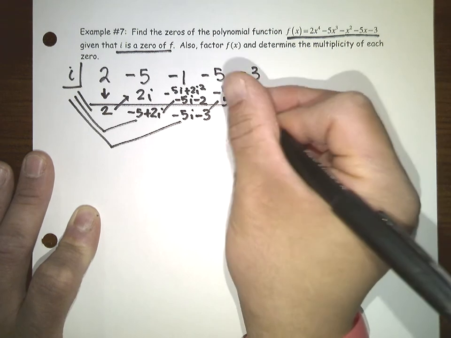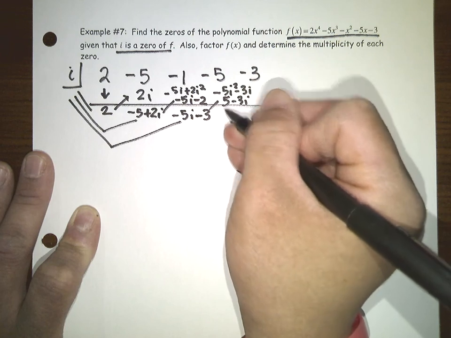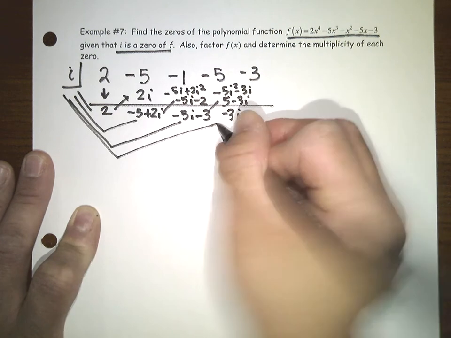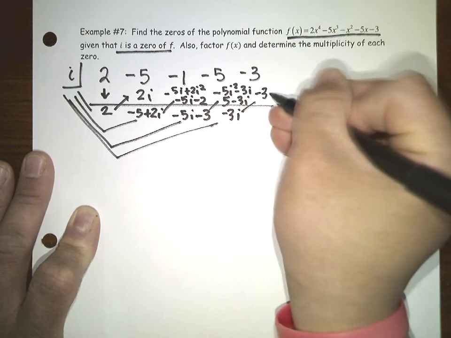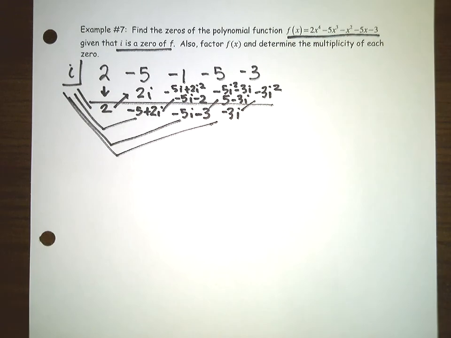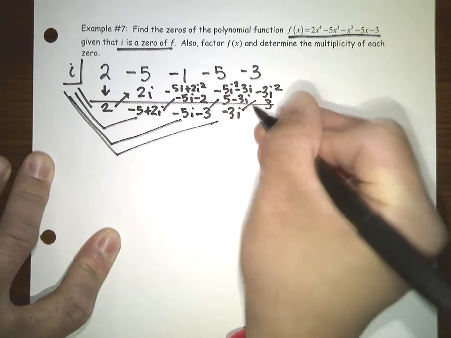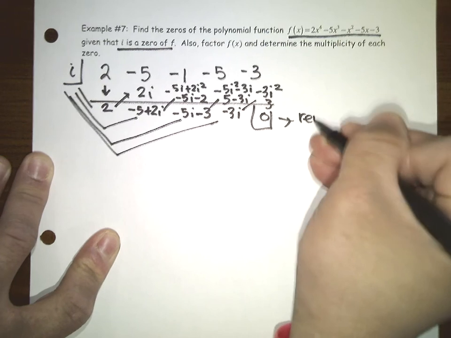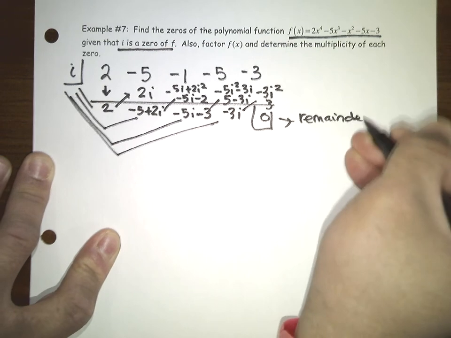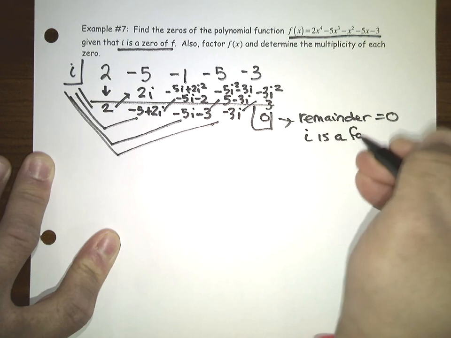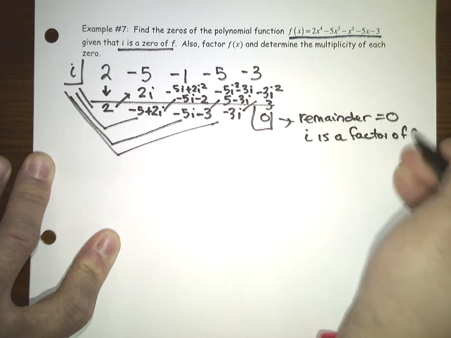minus 5, that ends up being negative 5 plus 5 is 0 minus 3i. Then i times negative 3i is negative 3i squared. But since i squared is negative 1, negative 3 times negative 1 is 3. And negative 3 plus 3 is 0. So that's a remainder of 0. So that means i is a zero of f of x.